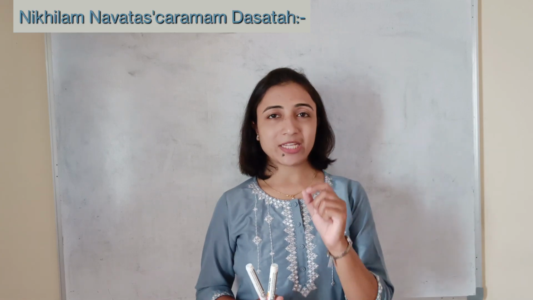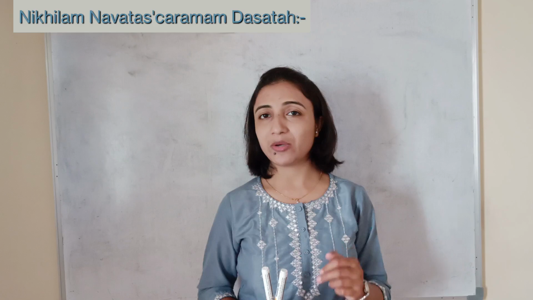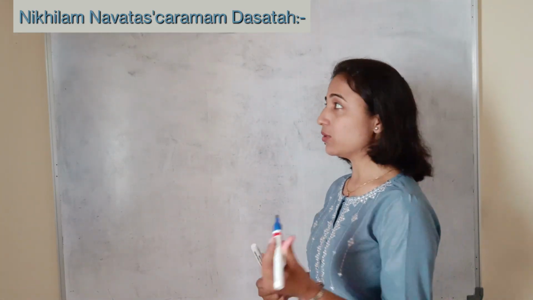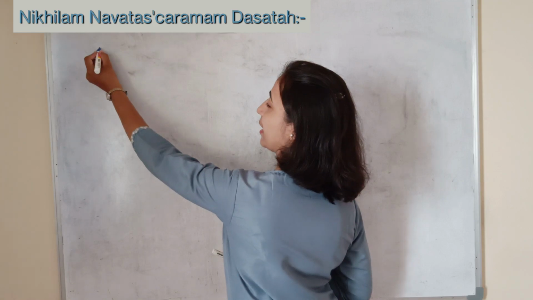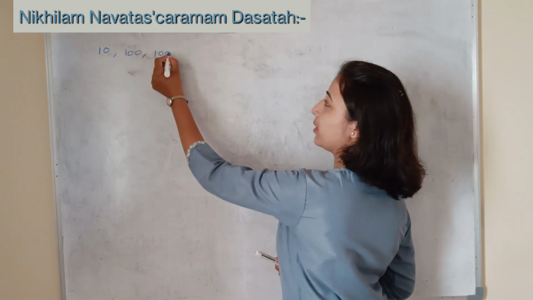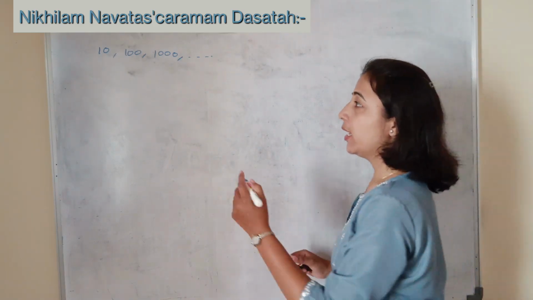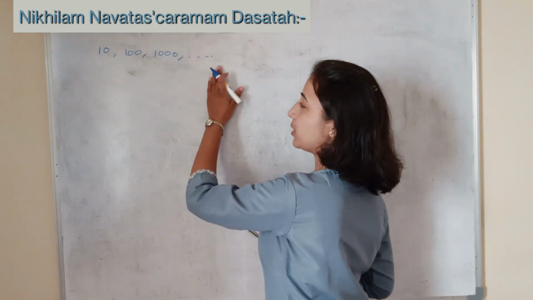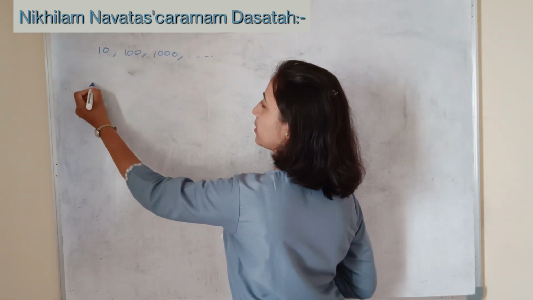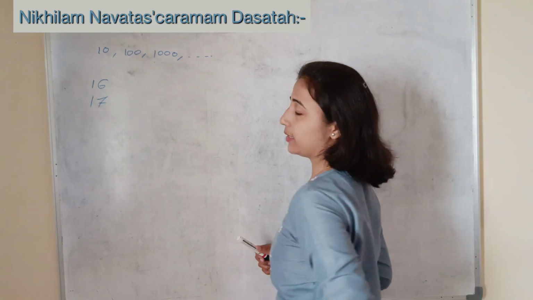Firstly, I will explain the previous video concept shortly and then we will move on to our main topic. For example, the Nikhilam Sutra works for a base, and that base is nothing but 10, 100, 1000 and so on. That means it is 10 raised to the power n. And any number which is nearest to this base, let's suppose we want to take the product of 16 and 17.